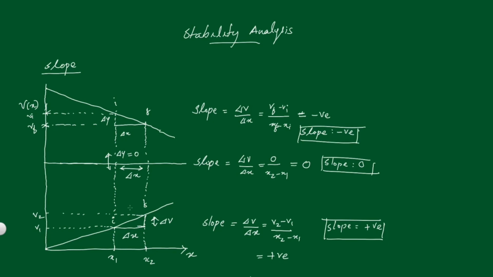For a positive slope, v of x is increasing with respect to x. Here v of x is not changing with respect to x, it is neither increasing nor decreasing, so the slope is 0. And here v of x is decreasing with increasing x, so the slope is negative. These ideas will help you understand stable and unstable equilibrium conditions.